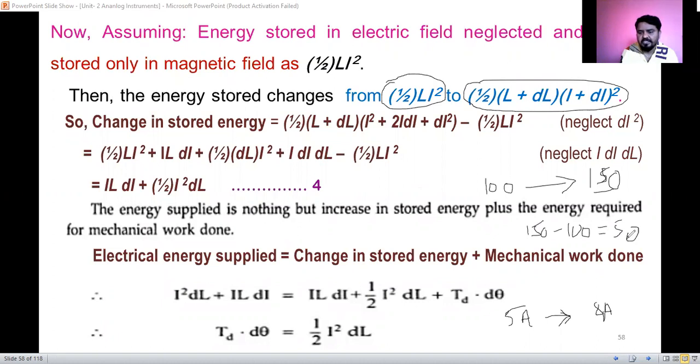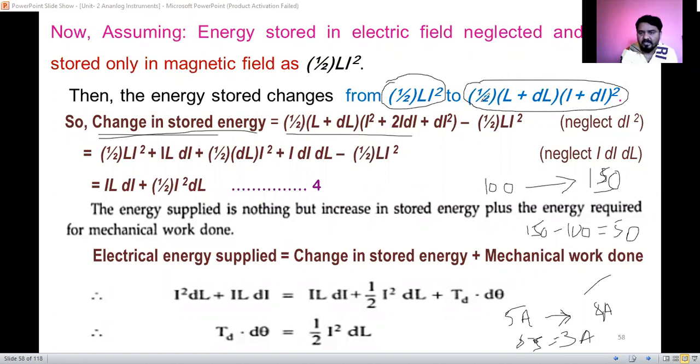Like that, the change in current is 8 minus 5, which equals 3 ampere. So the total change is 3 ampere. Like that, the change in the energy storage is the final value minus the initial value, and that is what we have calculated.